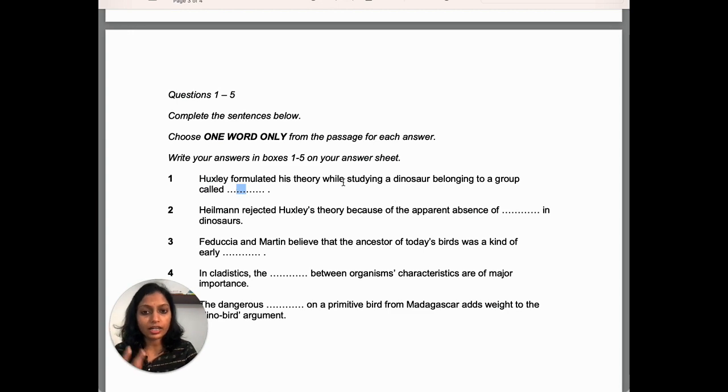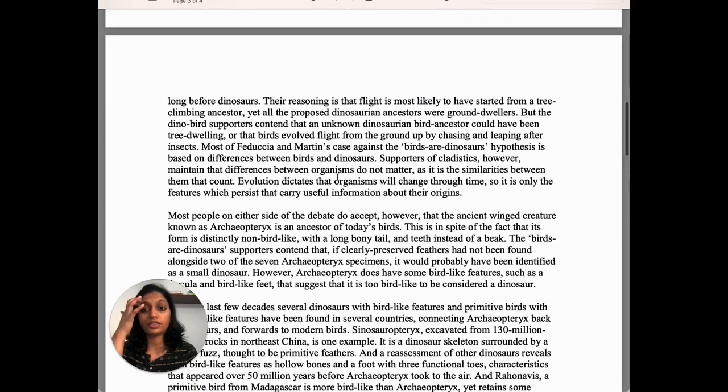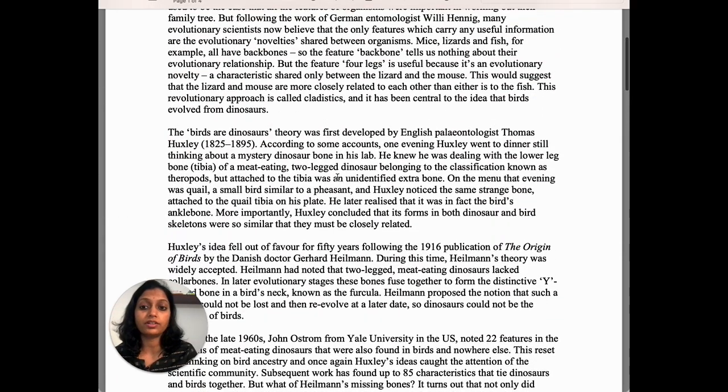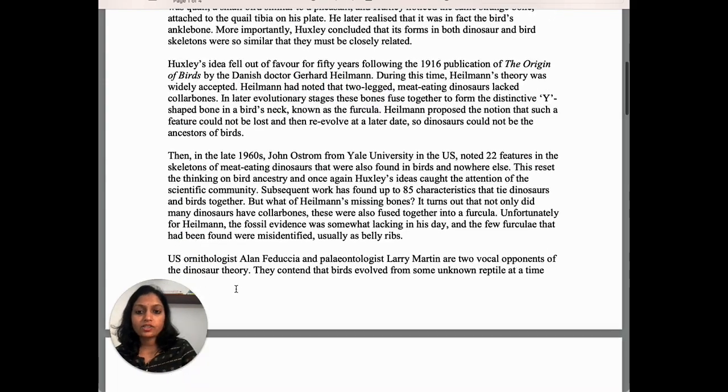So he was studying a two-legged dinosaur and he formulated his theory based on this particular study of this particular group of dinosaurs. That's it. So this is how skimming helps you get to the right answer, and common sense tells you that it's a noun. It's not any other word. So you can't write two-legged, you can't write meat eating. These are adjectives. Okay, let's do another question.